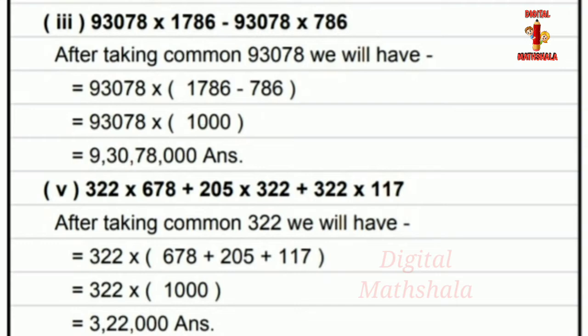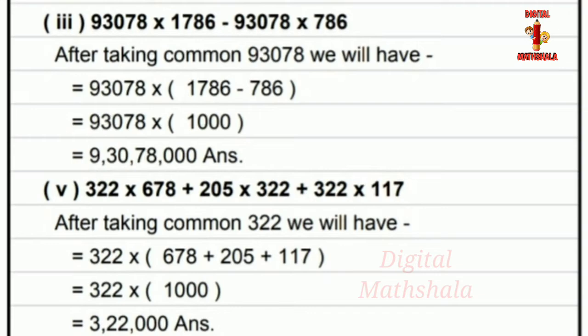Now look at the fifth part. Here, 322 multiply 678 is given in the first part, 205 multiply 322 is given in the second part, and 322 multiply 117 is given in the third part. Why am I saying third part? Because here two addition signs are given, so we divide these numbers into different parts. So here you can see 3 parts are there.